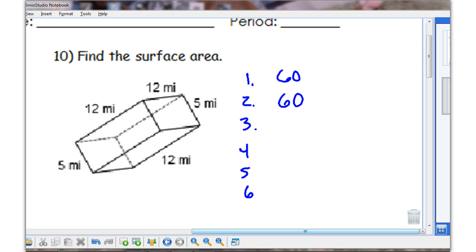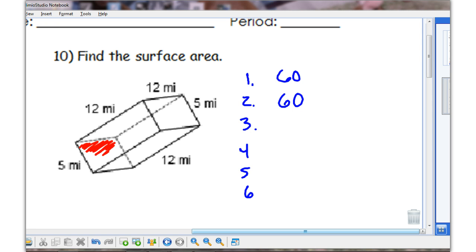Next one, we'll do the front face. Let me do that in a different color. Okay, so we got front face there. Oh, now I forgot what I was doing. It's kind of hard to see what's going on. We did the 12 times 5, which is 60, so let's do this little guy here.